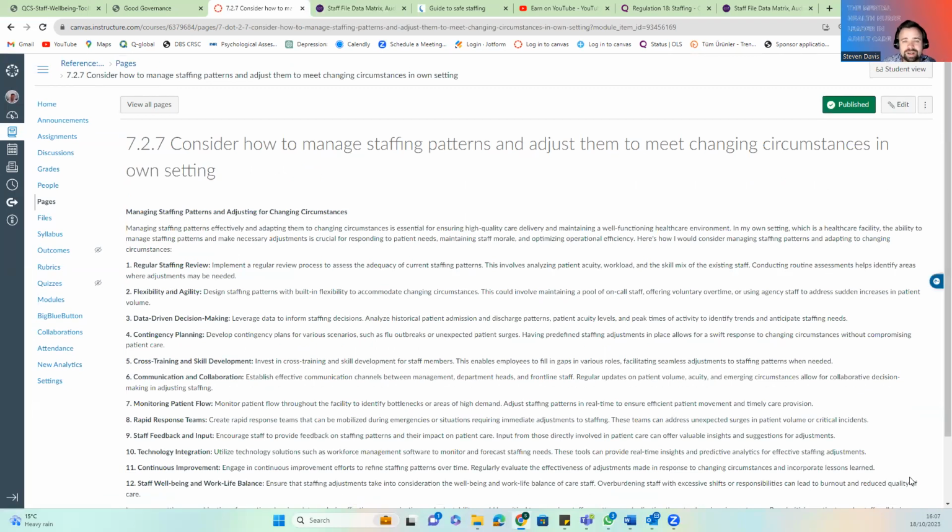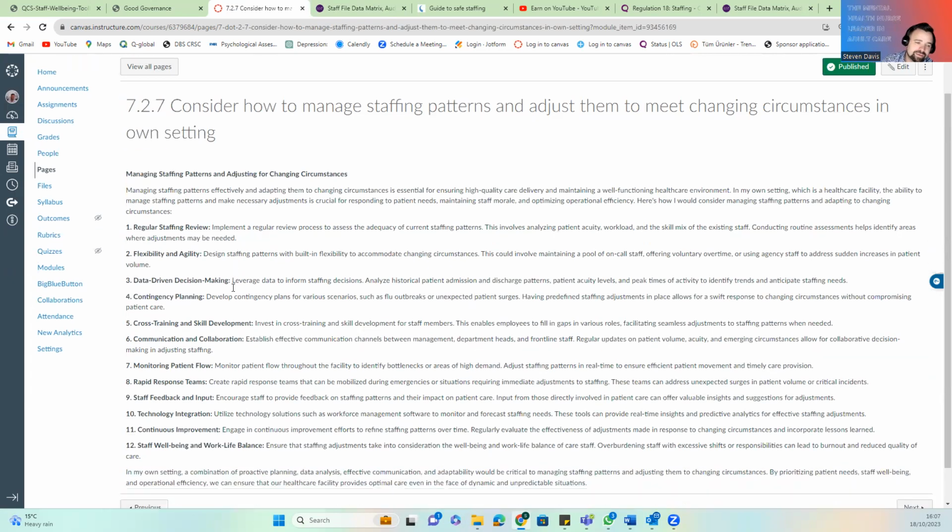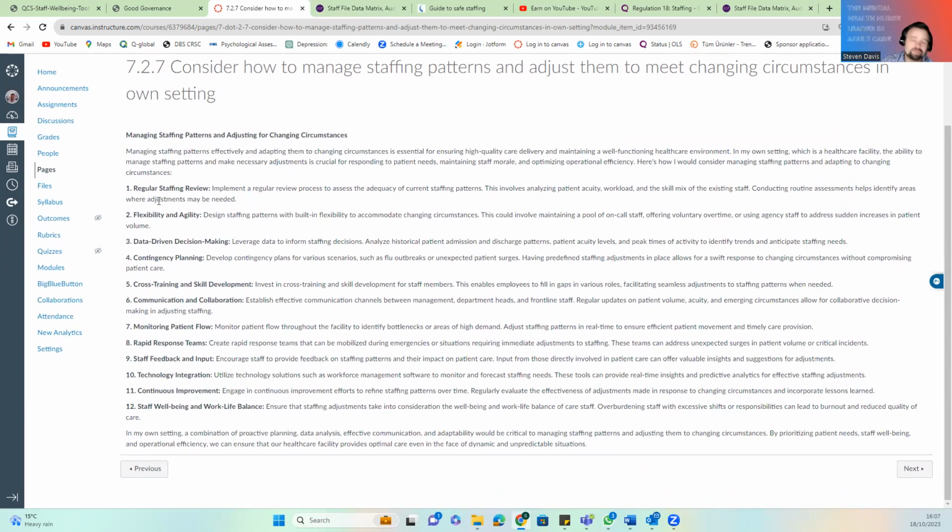So consider how to manage staffing patterns and adjust them to meet the changing circumstances within your own setting. Obviously, within your own setting, you're going to have your contingency plan. You're going to have staff sickness, holidays. You're going to have healthcare needs go up and down. So CHC assessments possibly. And that's going to adjust your staffing levels. And then ultimately, as you adjust your staffing levels, you need to show that continual improvement. So yes, it's okay having these rotas all in play, and that's great that you've got rotas and everything, but be mindful that it goes up and down. It's peaks and troughs.